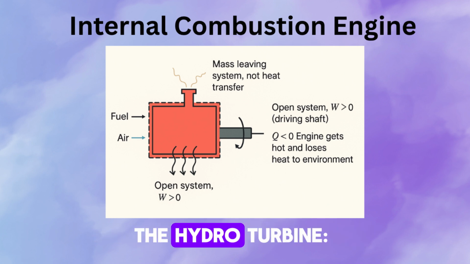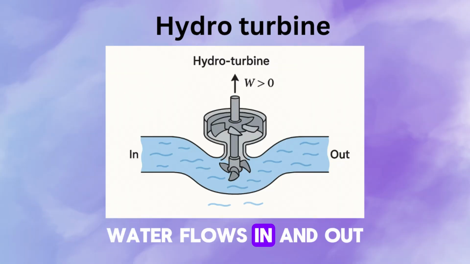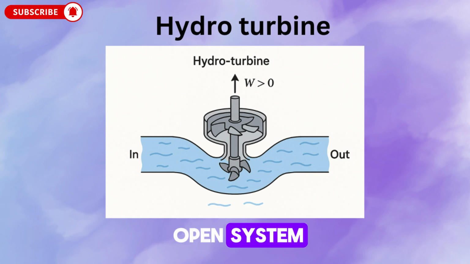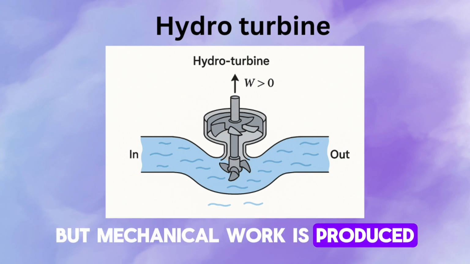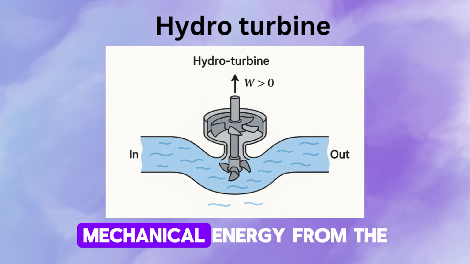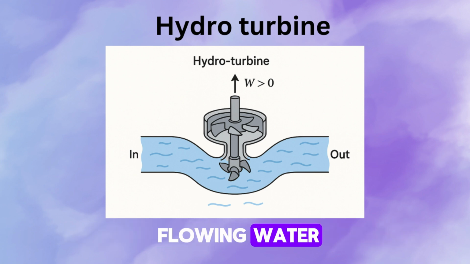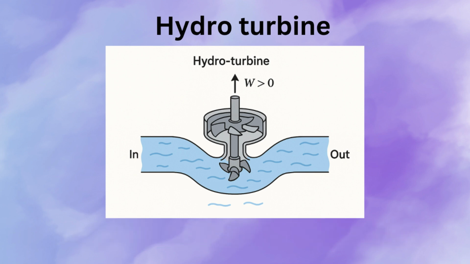Six. The hydro turbine. Water flows in and out, so again, it's an open system. There's no significant heat exchange, but mechanical work is produced. The turbine extracts mechanical energy from the flowing water, so W greater than zero.